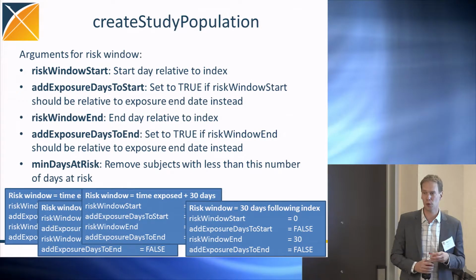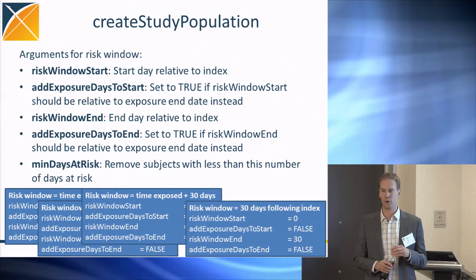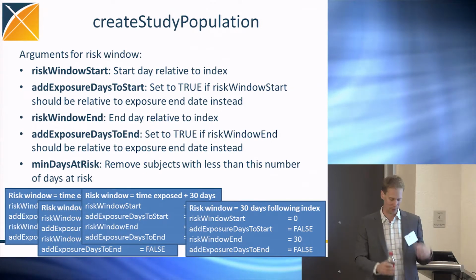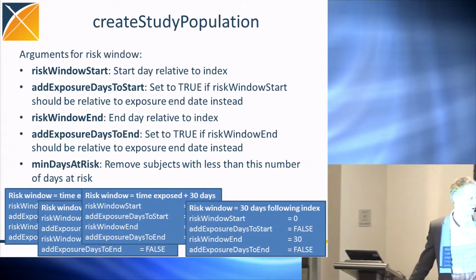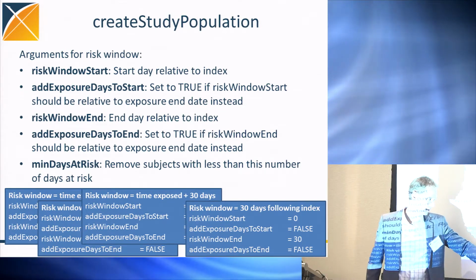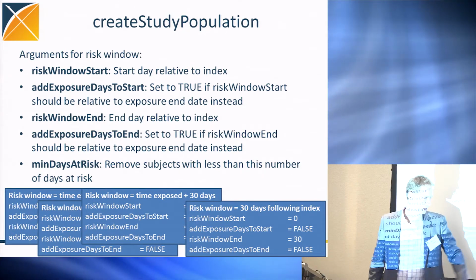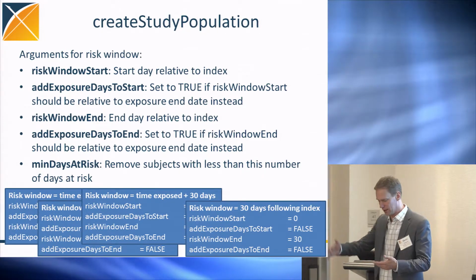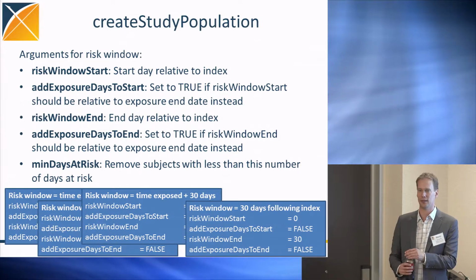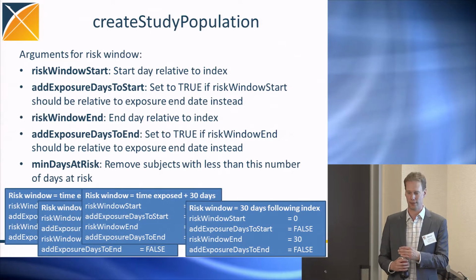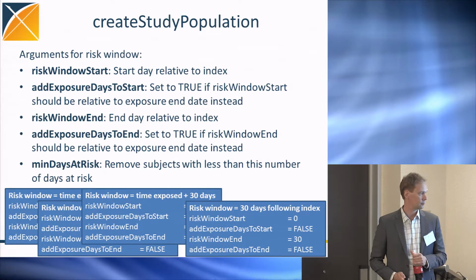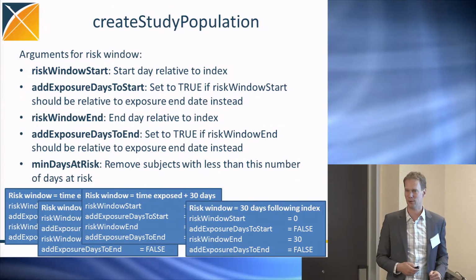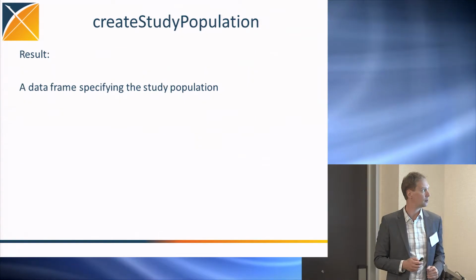Or you could say, I just want the first 30 days after index, no matter how long somebody is exposed or not. So then you set risk window start to zero, add exposure days to start false, risk window end is 30, add exposure days to end false. So that's just always the 30 days following index, independent of whatever your cohort end date was. Those usually are the options that we use and nothing more.